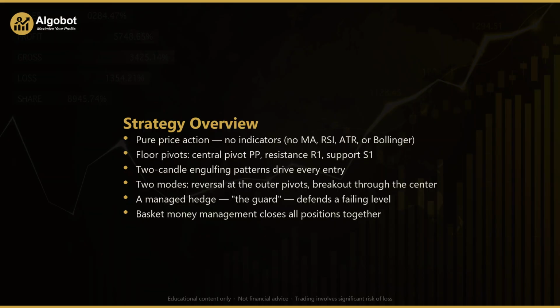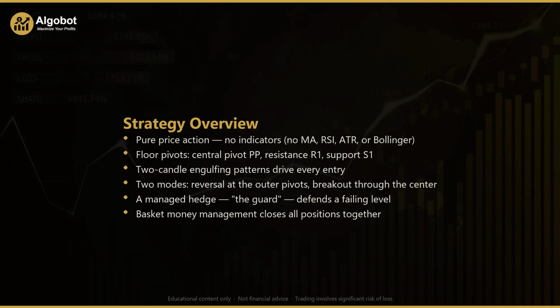The first idea is the floor pivot. At every close bar, the strategy looks back over a set number of candles, 24 by default, and takes the highest high, the lowest low, and the most recent close. From those three numbers, it calculates a central pivot, which it calls PP, an upper resistance level called R1, and a lower support level called S1.